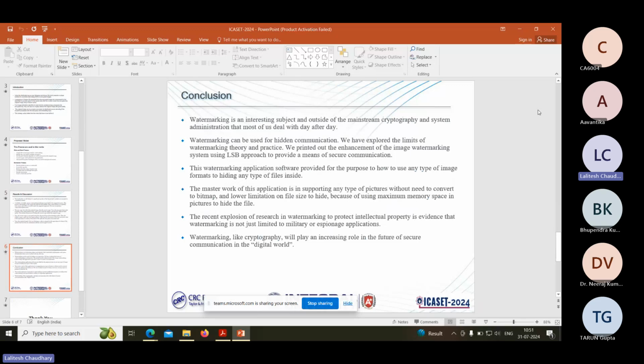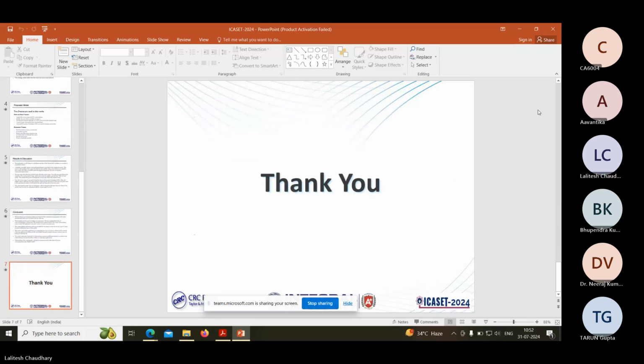The recent explanation of research on watermarking to prevent intellectual property theft is evidence that watermarking is not just limited to military applications. Watermarking, like cryptography, will play an engaging role in the future of secure communication in the digital world. Okay, thank you.